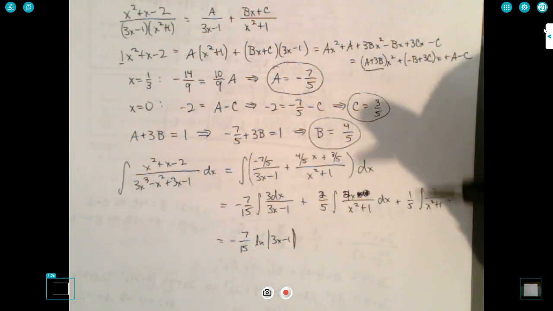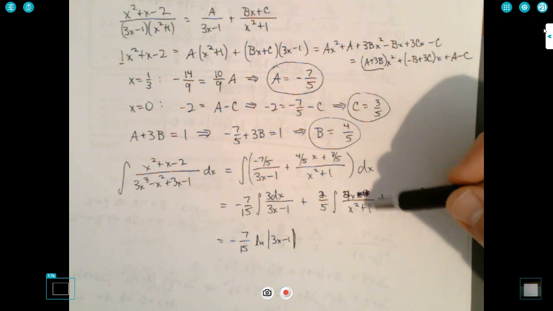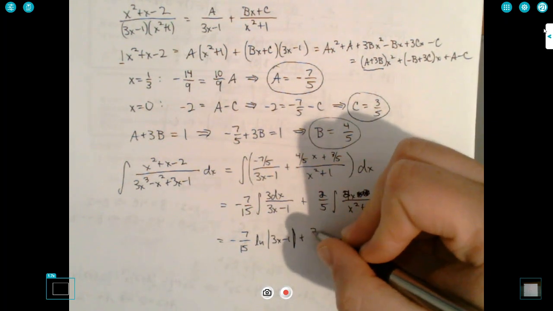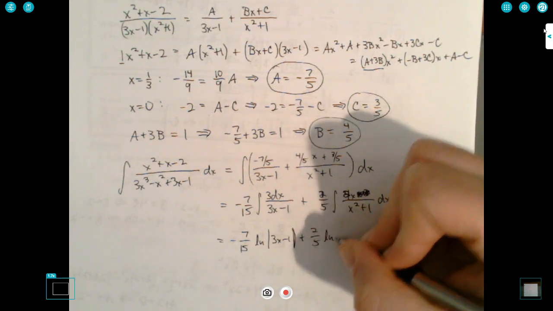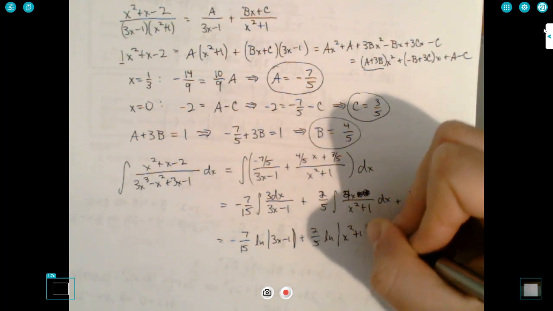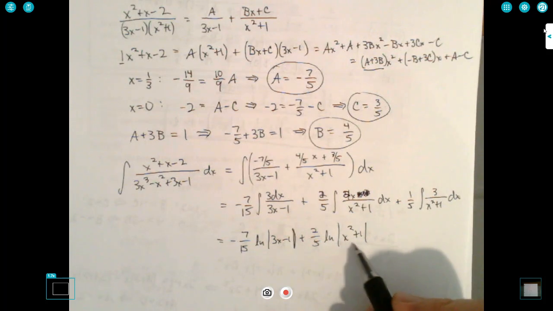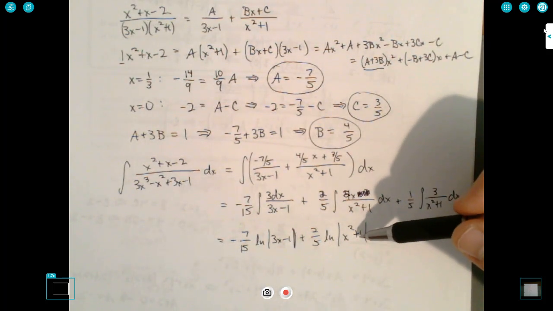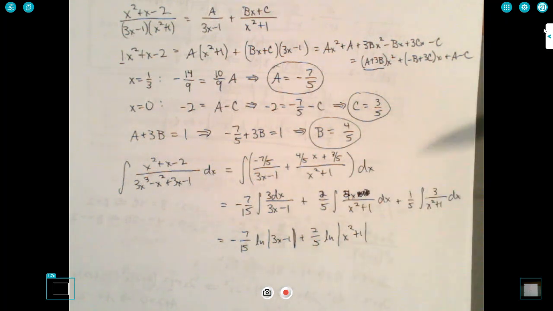What about over here? This is going to be ln of x squared plus 1, right? So I'm going to say plus 2/5 times ln of x squared plus 1. Actually, I don't need absolute values on this one because this is always positive anyway. But again, just to be sure, if I differentiate it, I'd get 1 over x squared plus 1 times 2x. So that works out.